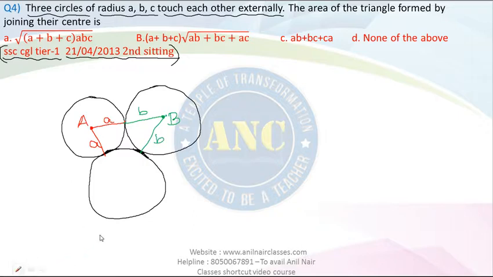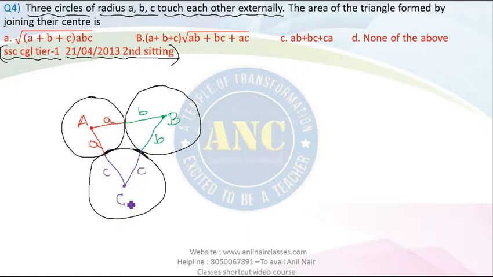Let me use another color for our better understanding. This is my third circle. I will call the center of the third circle capital C. The radius of the third circle is the small letter c, and this also is the radius, small letter c. Now, there is a triangle which is formed. That triangle is nothing but triangle ABC. Find the area of the triangle, sir. Where is the difficulty? They are asking you to find the area of this triangle.